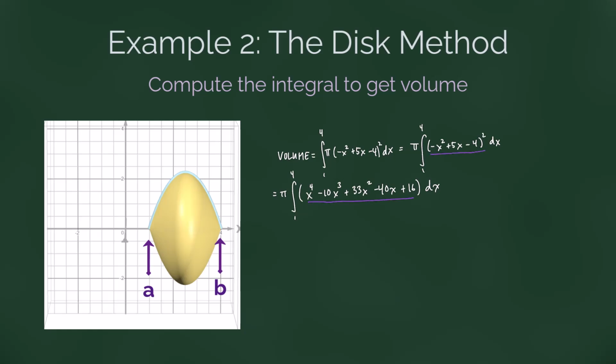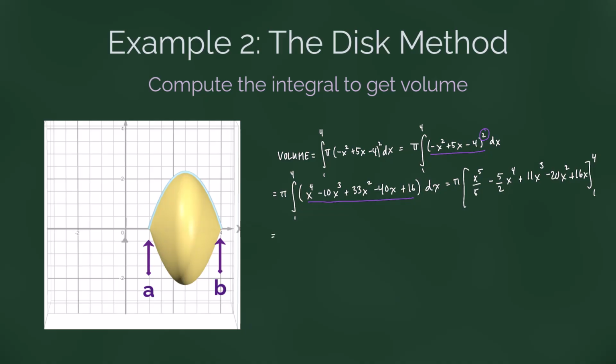Now we're going to take our antiderivatives. This gives us pi times x to the 5th over 5 minus 5 halves of x to the 4th plus 11x cubed minus 20x squared plus 16x, all evaluated from 1 to 4. We're going to get a lot of fractions now.